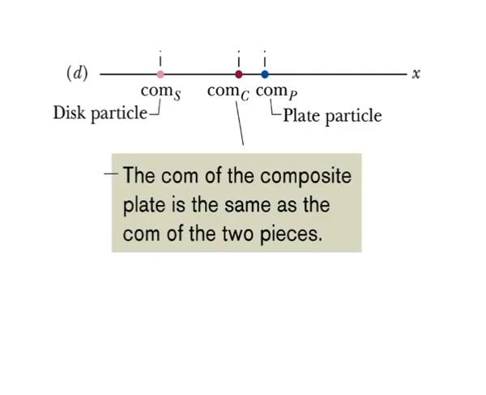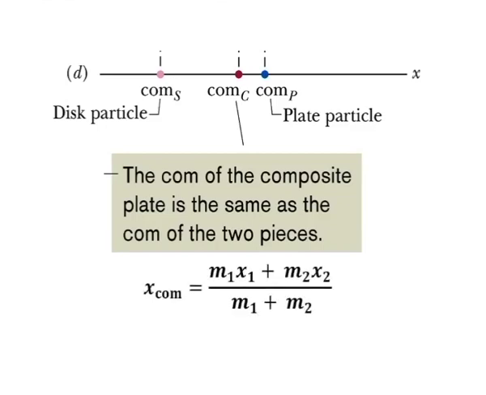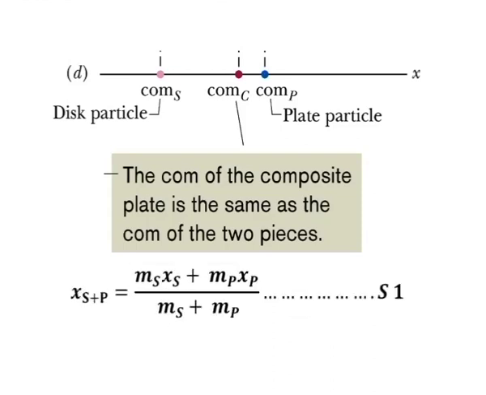Next, treat these two particles as a two particle system using equation B. So, we have equation B as m1 x1 plus m2 x2 upon m1 plus m2. We find their center of mass and get x s plus p is equal to ms into xs plus mp into xp over ms plus mp.